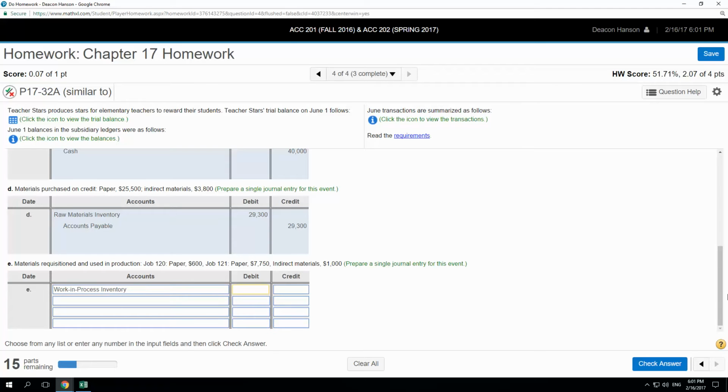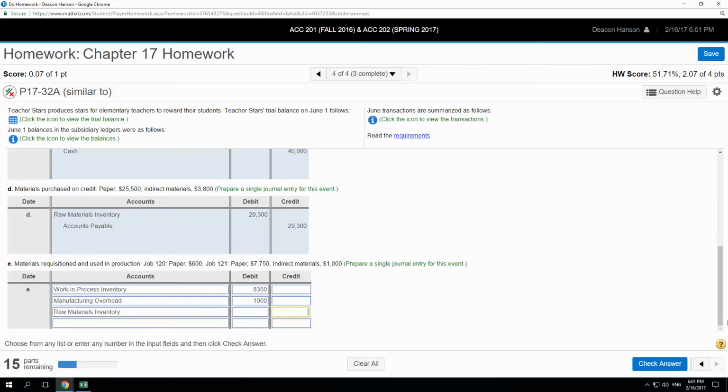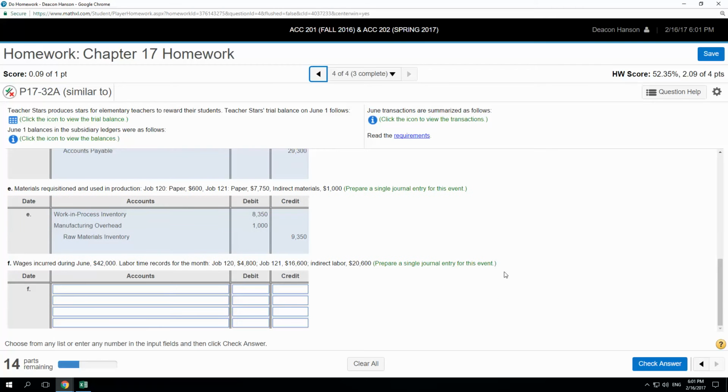So 8,350. Now, it's being requisitioned, and then the indirect stuff will go to the manufacturing overhead account. Because we cannot tie it directly to a job. We have to put it into overhead. So that's all going to come out of raw materials, 9,350. If I did the math right. Looks like that's okay. You see how I did that?